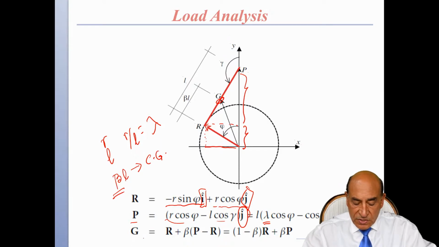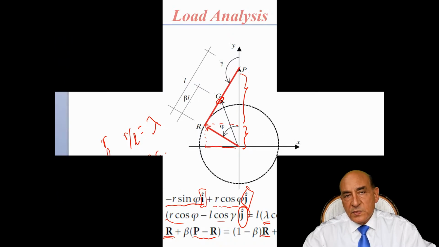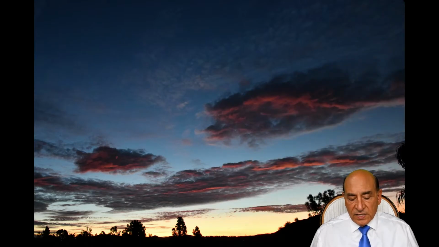and this is where we're going to introduce the inertial forces. So G is a linear combination of R and P minus R, basically a linear combination of P and R with this beta. So beta times P plus 1 minus beta times R, because of the two vectors, we get a linear combination.